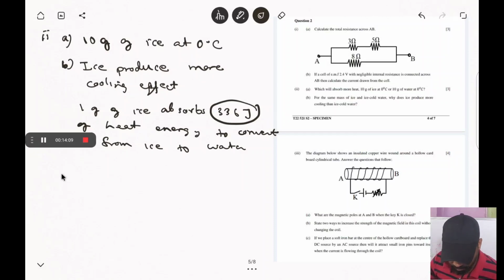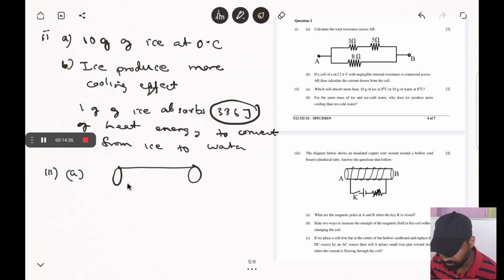Okay. Now look at number 3, the third question. What they've given? The diagram below shows an insulated copper wire wound around a hollow cardboard cylindrical tube. Answer the question that follows. Number A. What are the magnetic poles at A and B? If you look carefully, this was your A, this is your B. Okay, let me draw the diagram first. I'm not good at drawing diagrams, but still I'm trying.